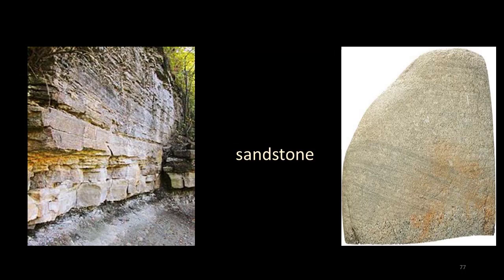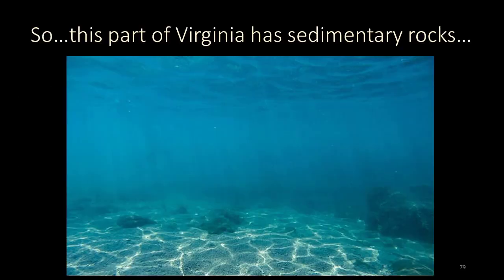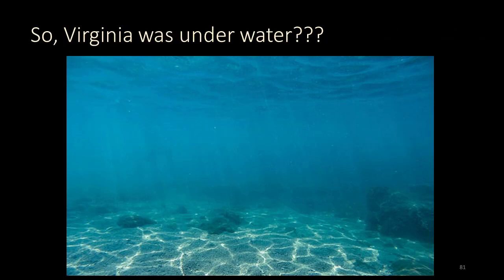We have limestone, sandstone, shale. All these were formed on the bottom of the ocean. So this part of Virginia has sedimentary rocks. Sedimentary rocks only form underwater. So Virginia was underwater?